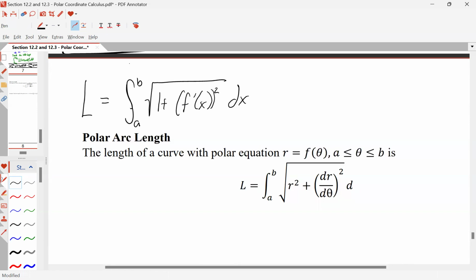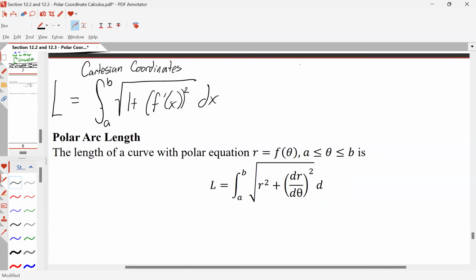And we didn't say it at the time, but now that we have multiple, this is the arc length formula for when we have Cartesian coordinates, when we're given functions in x and y.